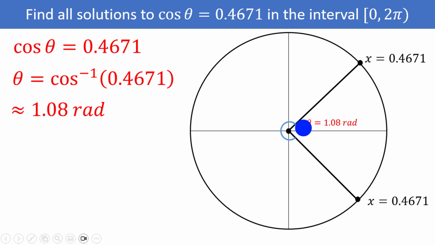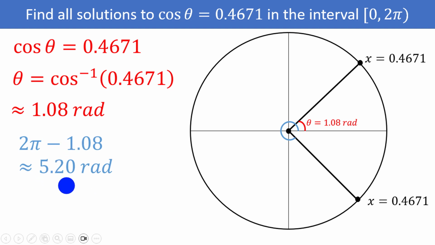I would think of the entire revolution of the circle as being 2 pi. So all the way around is 2 pi. And we're a little bit less than that, right? How much less are we? We are 1.08 radians less than 2 pi to get this angle here all the way around. So if we take 2 pi all the way around and subtract the amount that we are over, 1.08, we will find this little blue angle here, the cosine of which is 0.4671, okay? So if you plug 2 pi minus 1.08 into your calculator, you get about 5.20, okay? So the second angle is 5.20 radians. Cosine of 1.08 or 5.2 will give you 0.4671.